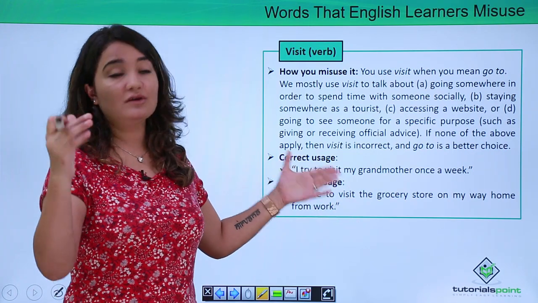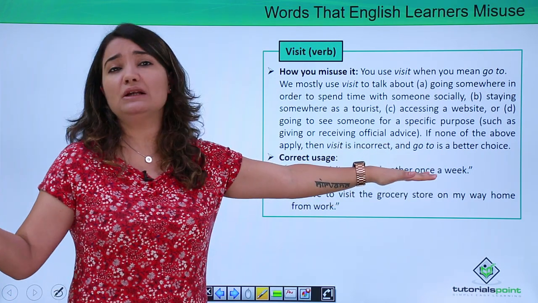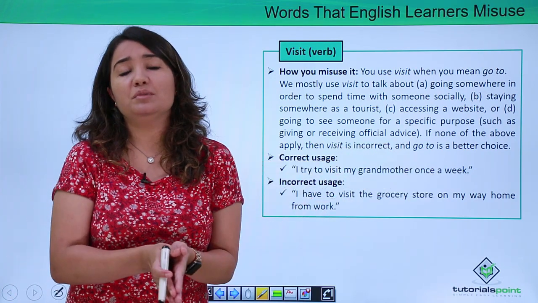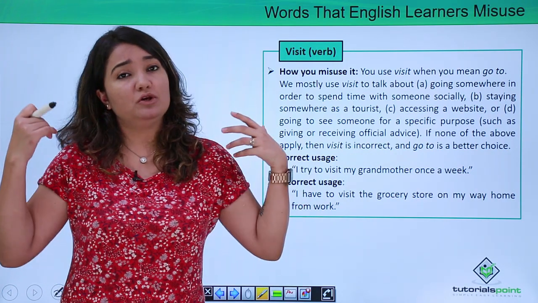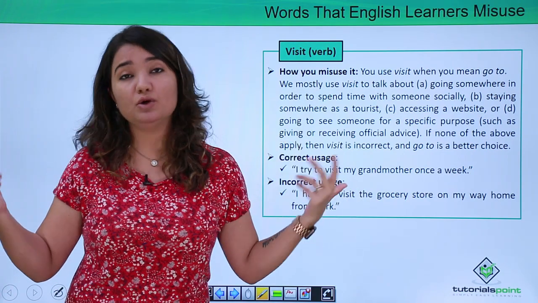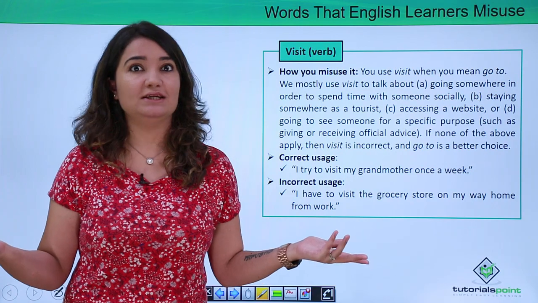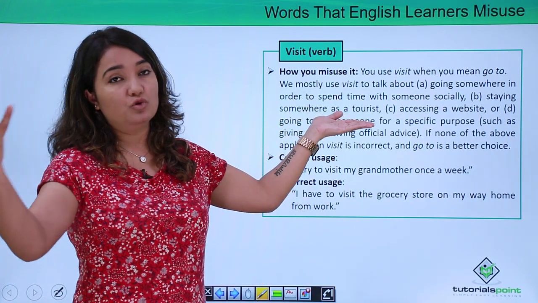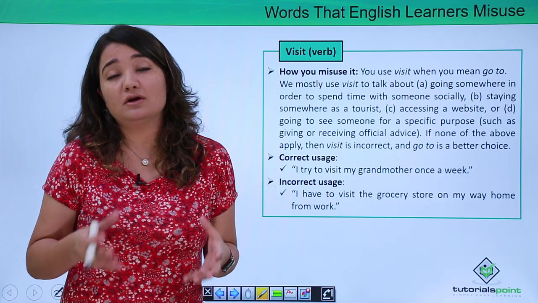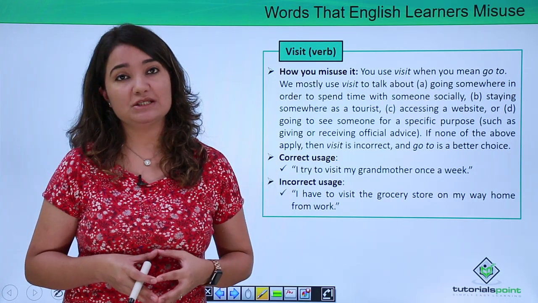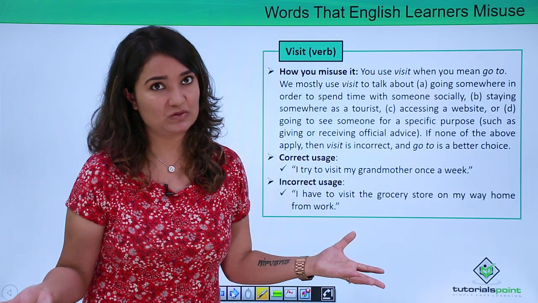And yes, look at the correct usage. I try to visit my grandmother once a week. Yes, you definitely go ahead and visit your grandmother, and it could be not just anybody: you could visit your friend, your colleague, your boss, or for that matter, you could also visit a website. Or just like we said, you could go as a tourist. There also you can use this word visit. Other than that, you don't visit a grocery store, you go to a grocery store.